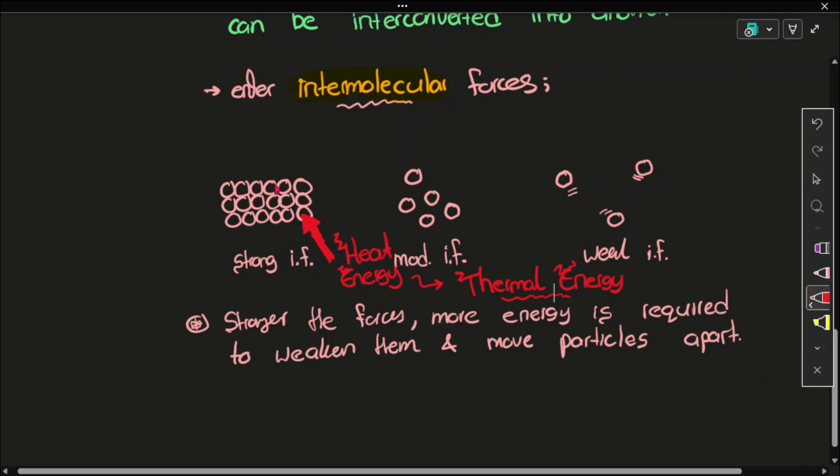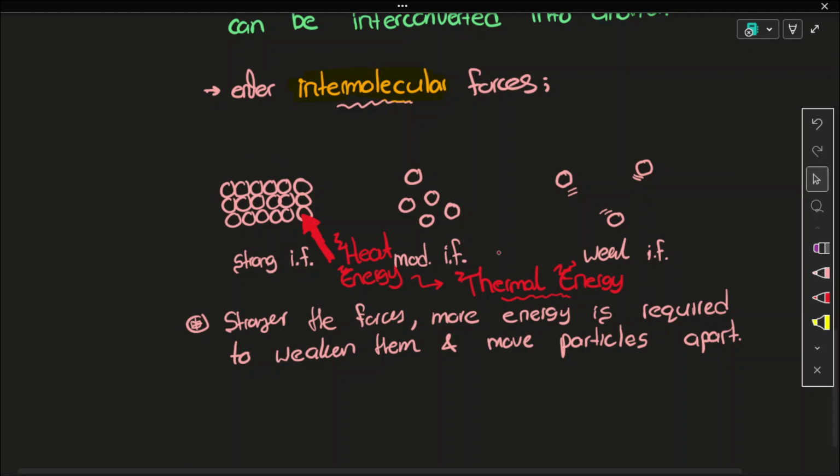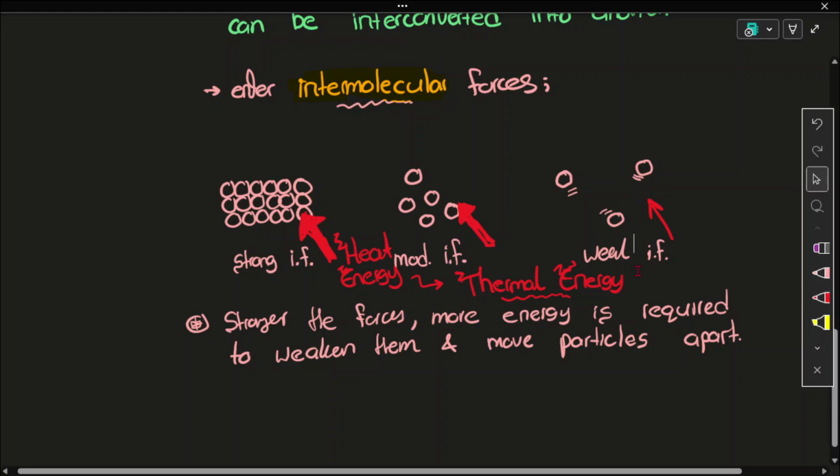So if you want to separate these particles for solids, you need to provide a lot of heat energy. For liquids, you don't have to provide as much to convert them into gases. Don't worry, I haven't mentioned anything about interconversions yet. We'll get to that. And for gases, there's not really a state that you can go after this, so it's fine.